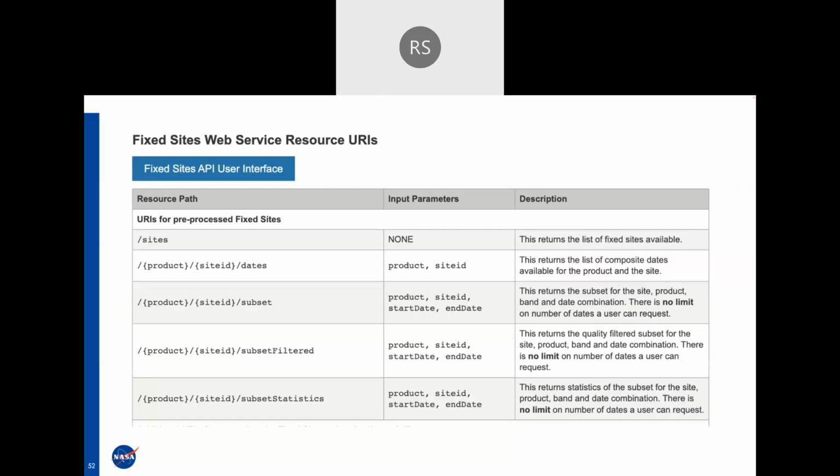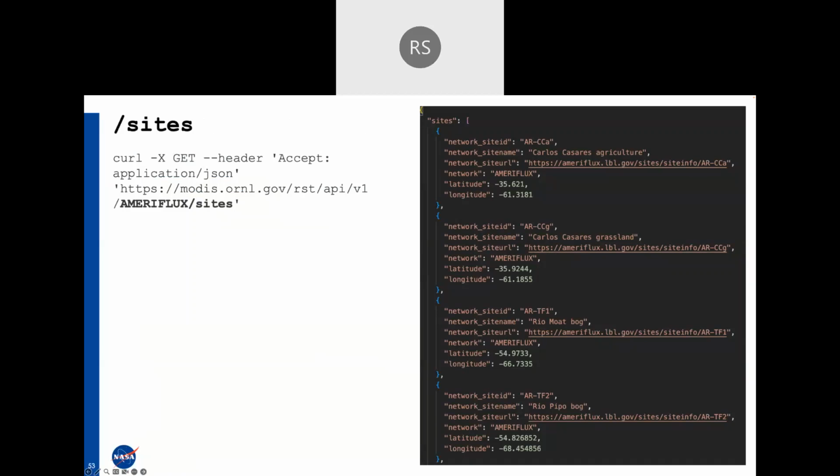So we have a similar endpoint available for fixed sites as well to get the information via API. So submitting a GET request to the site endpoints will give you the list of sites available in the fixed site tool. So in this example request, we are retrieving the list of Ameriflux sites for which the subsets are available, and you get all the information as well.